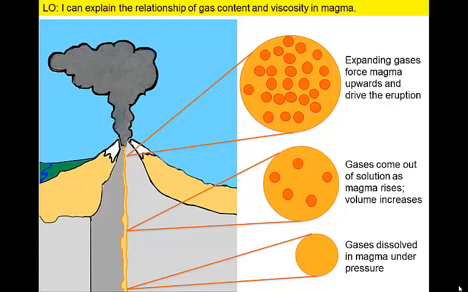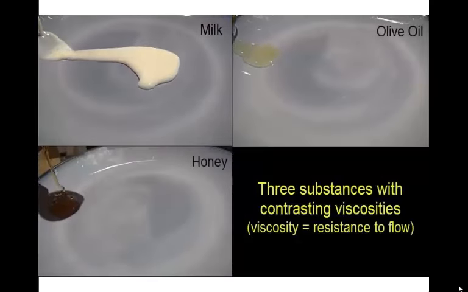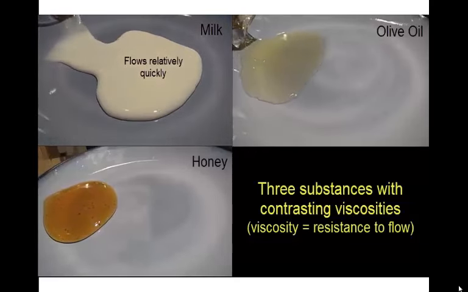So gases drive volcanic eruptions, but gases don't escape from all magma in the same way. Depending on the viscosity of the magma, gases can either get trapped in the rising magma or escape readily from the magma. Viscosity, or the resistance of material to flow, depends on the temperature and composition of the magma.